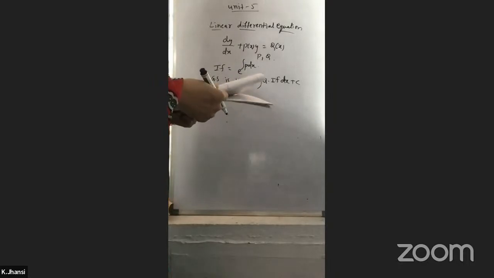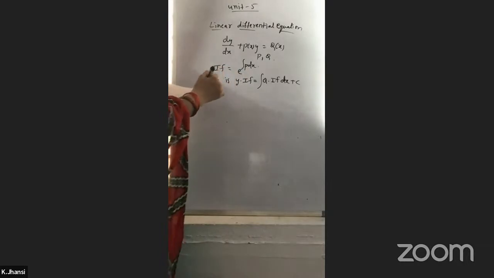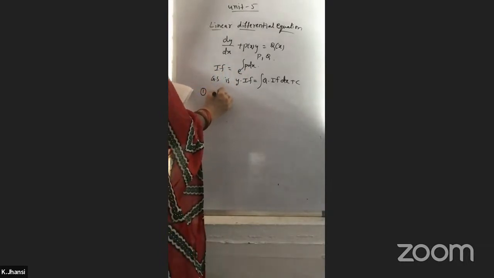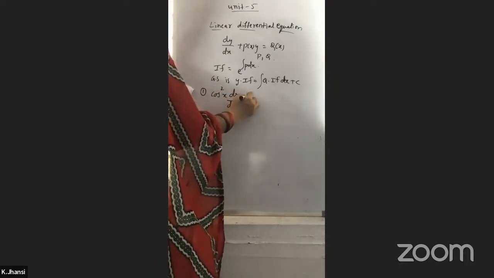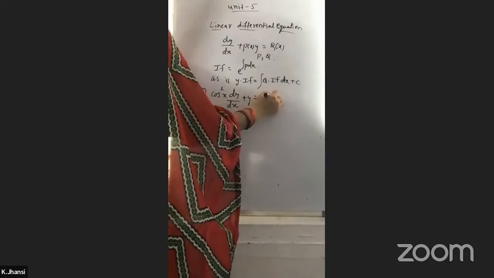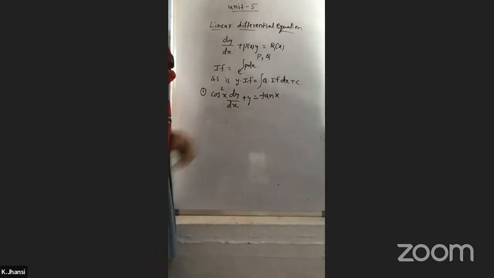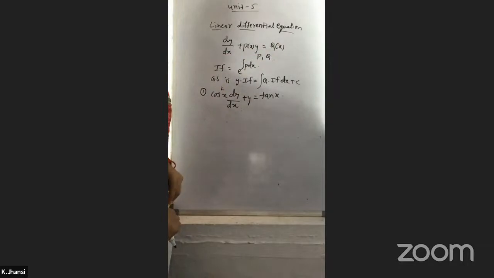That may be anywhere in the MUQ or check your progress, or anywhere the problem will be there. You see from the textbook. I'm taking it as cos square x dy by dx plus y equals tan x. Okay, this is the given differential equation. First thing is to check whether it is in the form dy by dx plus p of x into y equals q of x.